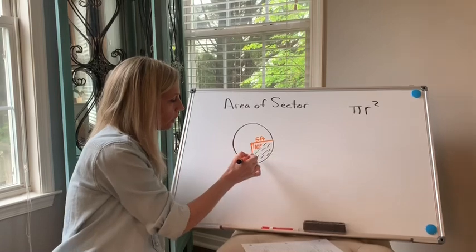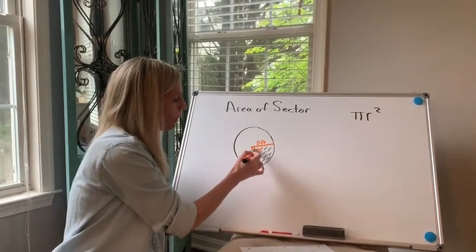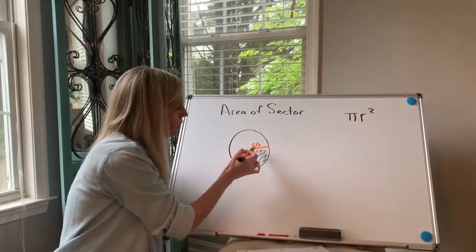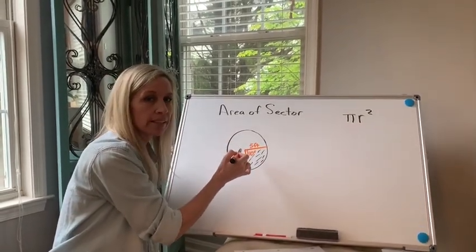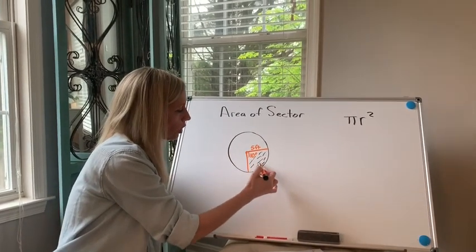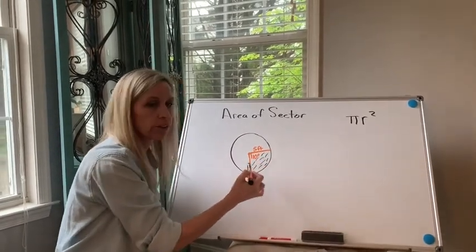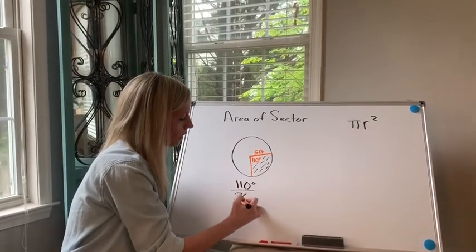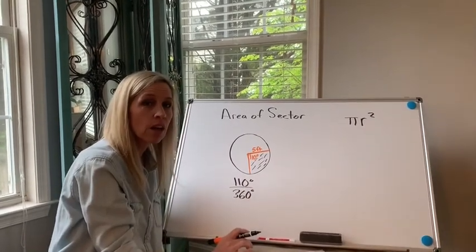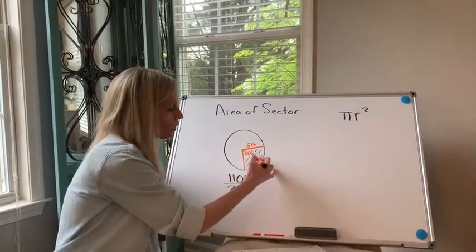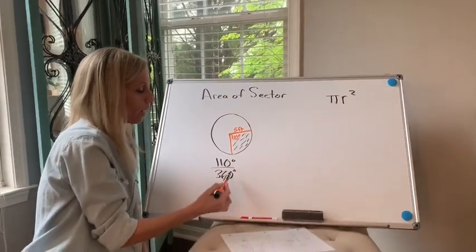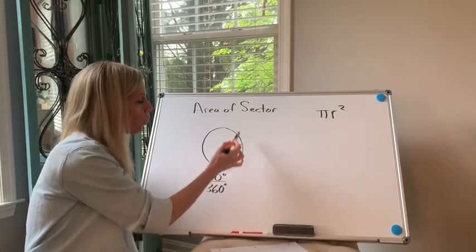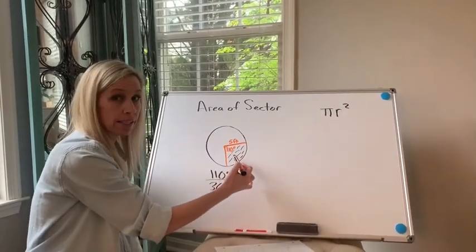So if I wanted to find just the area of this, I need to pay attention to this angle measurement. If this is 110, and the entire circle all the way around is 360, to find the proportion of just this part to the total, I would take 110 degrees and divide it by 360 degrees. So if I know what the portion of this circle is, then I'm essentially calculating a percentage. I'm going to multiply it by the total area to just get this little piece here.